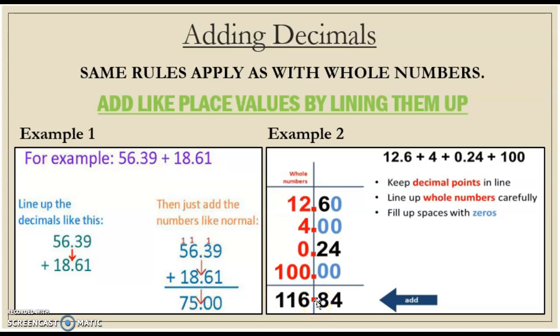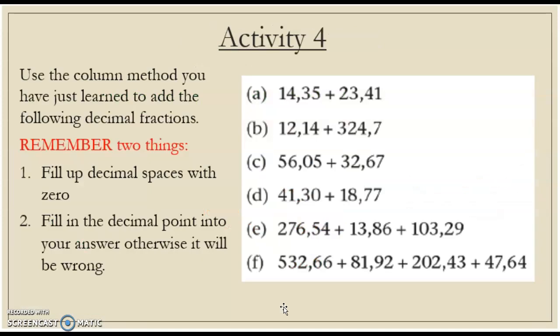Let's carry on with the tens. 1 plus 0 is 1, and 1 plus nothing is 1. Your answer is 116,84. Good. Please complete activity 4 by using the column method that you've just learned to add the decimal fractions.